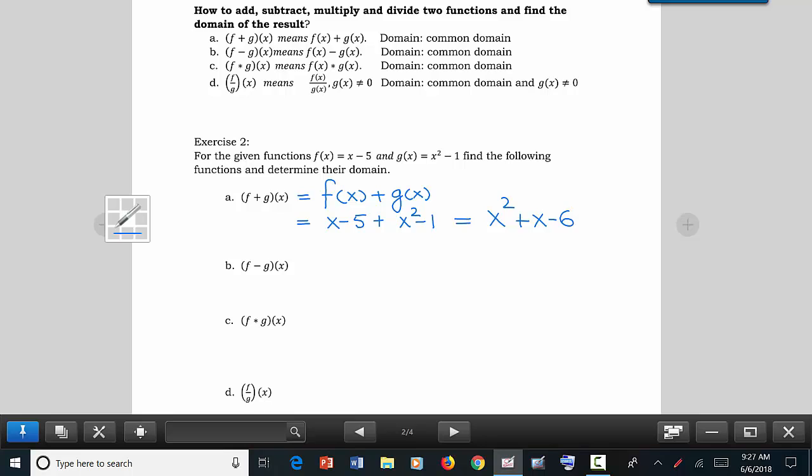For this, the meaning is we subtract g of x from f of x. So f of x is x minus 5. Subtracting g of x, which has more than one term, that's why I need to put parentheses. So x minus 5, distribute the negative sign: negative x squared, negative times negative is positive 1. Now this is the point where we combine the like terms. Negative x squared plus x, negative 5 plus 1, that is negative 4.